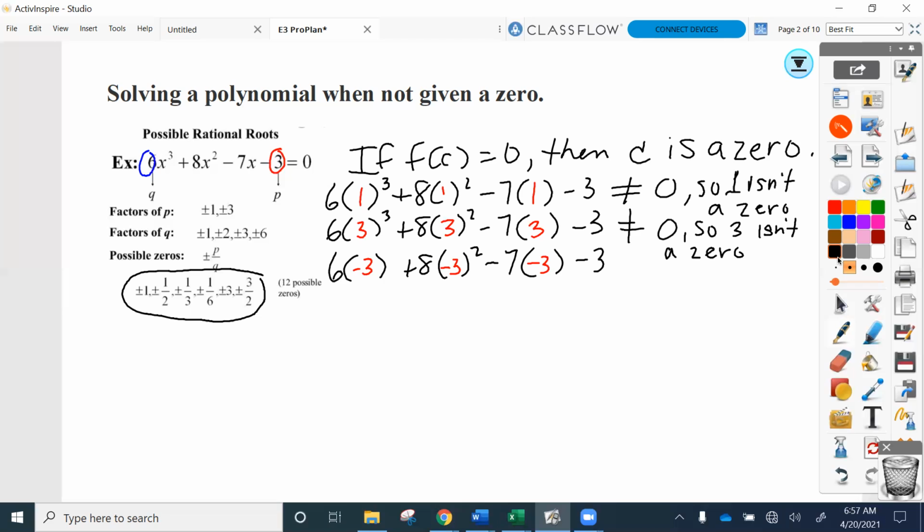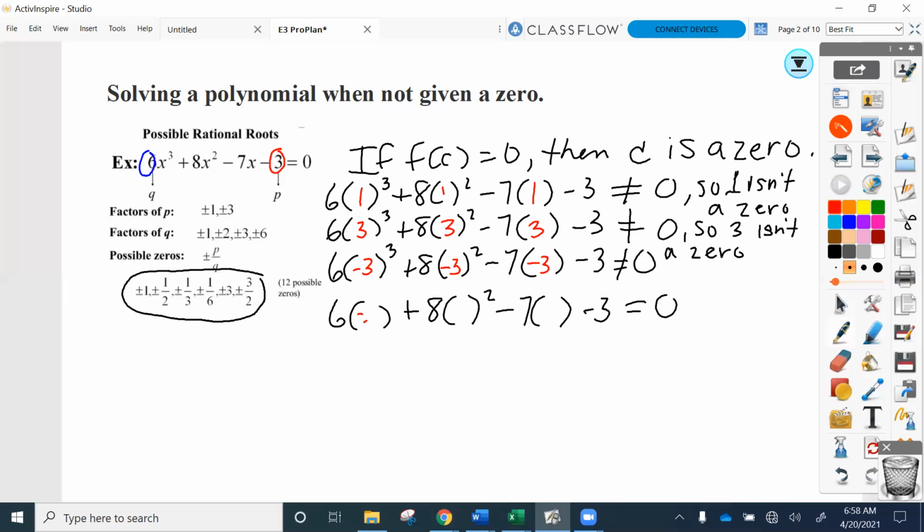And if you calculate that out, you can also see that that is also not equal to 0. And you would continue on checking. I'm going to skip ahead a little bit. And it turns out that negative 1/3 is a 0, because when you put it in the original equation, it does in fact equal 0.